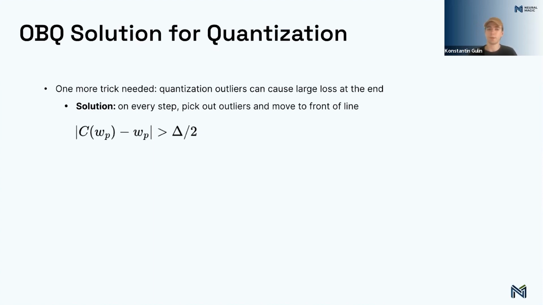So the solution is to find the quantization outliers, and you do it based on, this is the standard formula used in the paper, where delta is the quantization step, right? So it's the quantization step in float. If the error in quantization of any of those weights is greater than half of that, then you move that weight to the front of the line and quantize it first, so that when you do the weight update step, you're able to adjust all the other weights to account for it, and it's not such a big loss in quantizing those weights.